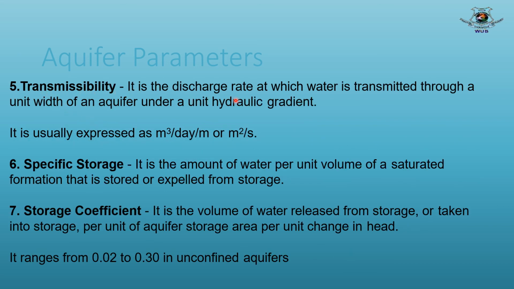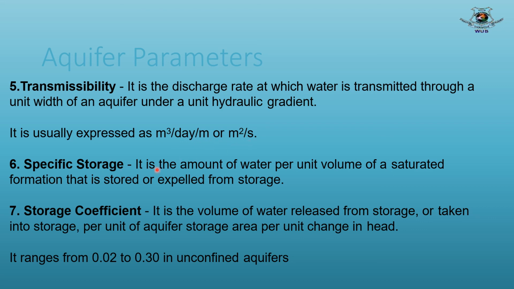Transmissibility. It is the discharge rate at which water is transmitted through a unit width of an aquifer under a unit hydraulic gradient. Simply, it is the discharge per unit width of the aquifer material. It is usually expressed as meter cube per day per meter, or simply meter square per second.